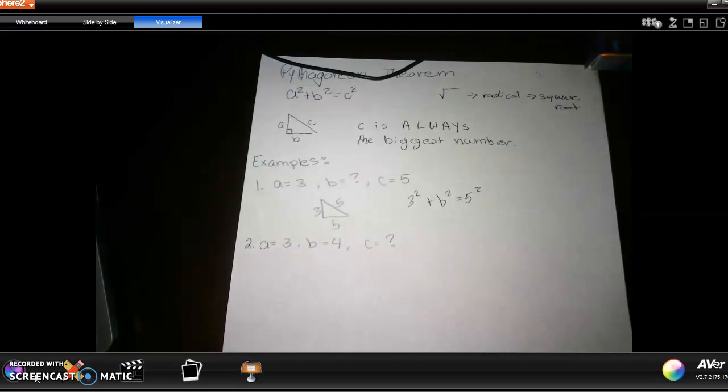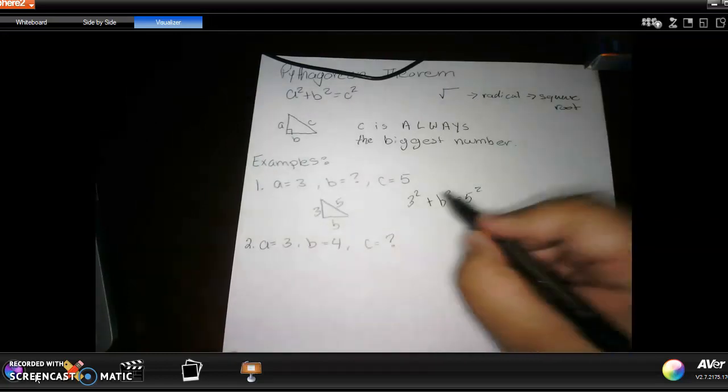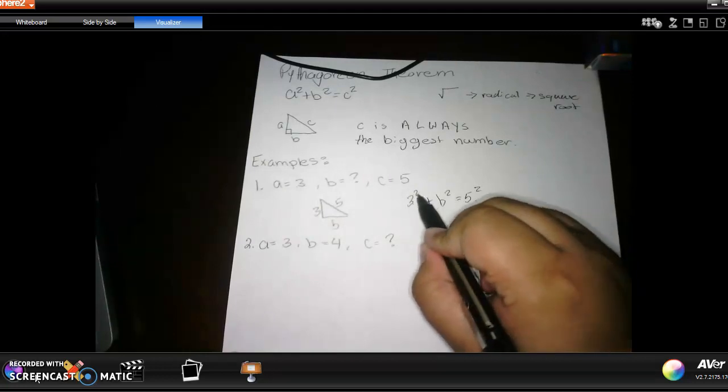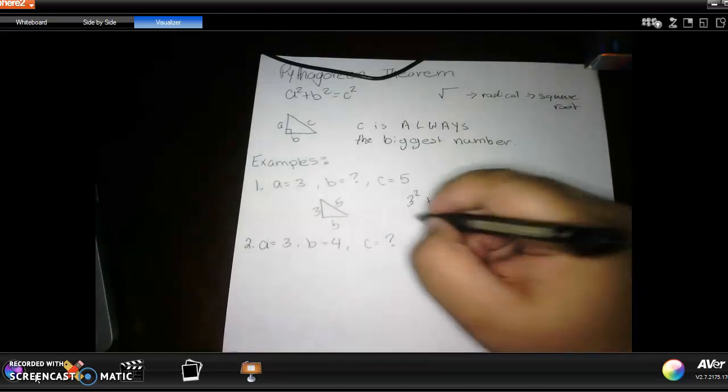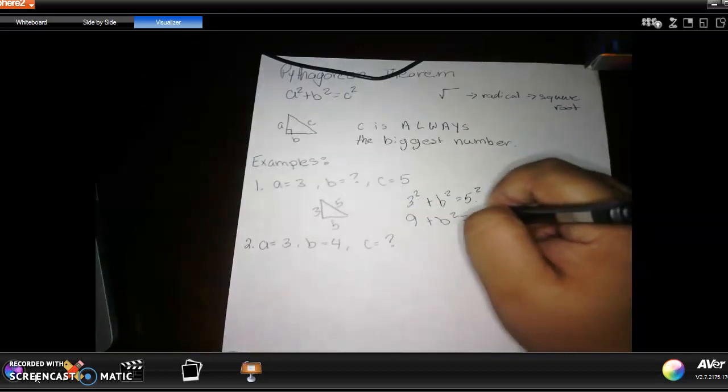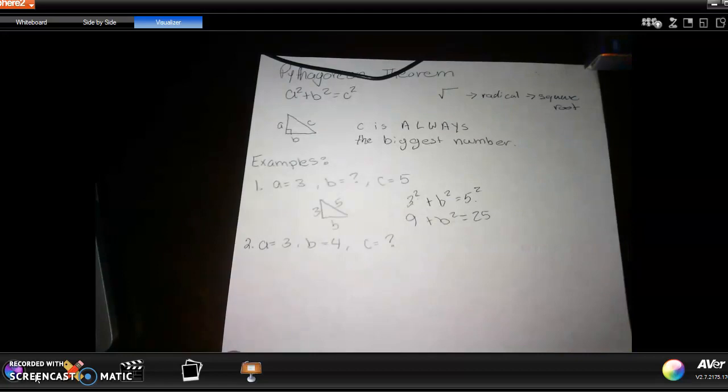Now we just plug those numbers in and figure out what 3 squared and 5 squared are. Remember, squared means times itself, so 3 times 3 is 9, plus b squared equals 5 times 5, which is 25. Now we want to get b squared alone. Remember, when we worked on manipulating equations before, if you want something by itself, you have to do the opposite operation. This 9 is positive, so the opposite would be a negative 9. Therefore, we have to subtract.